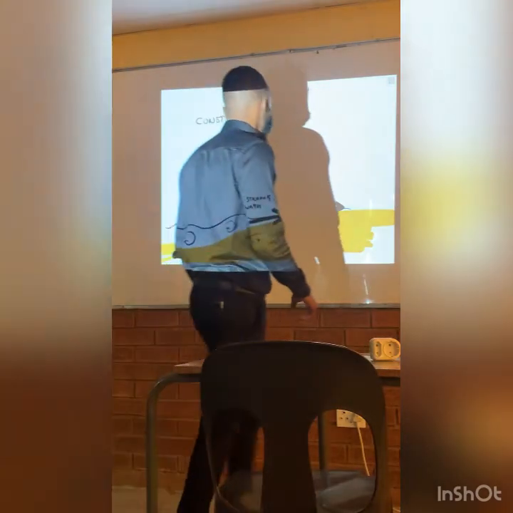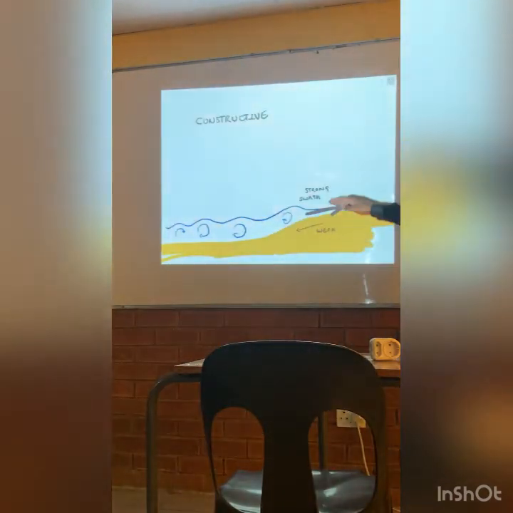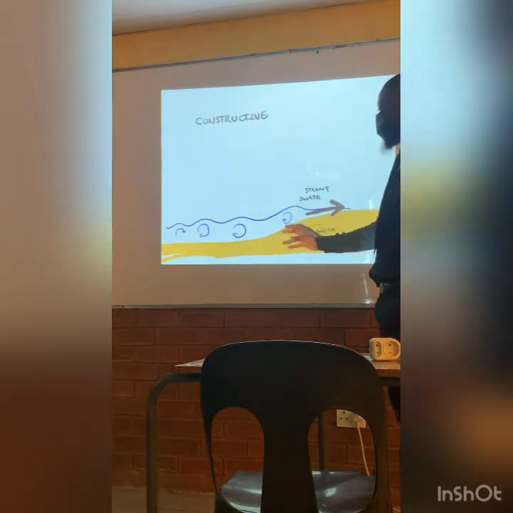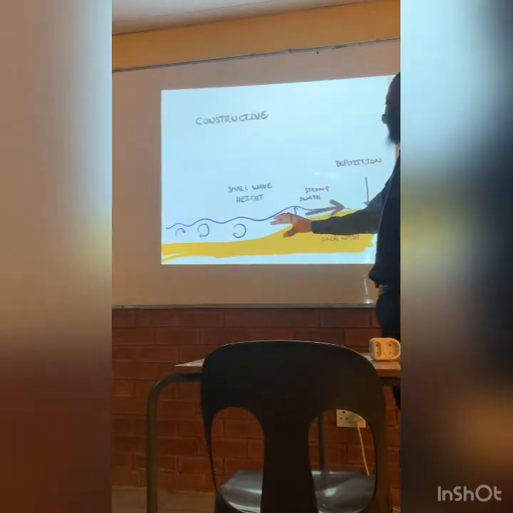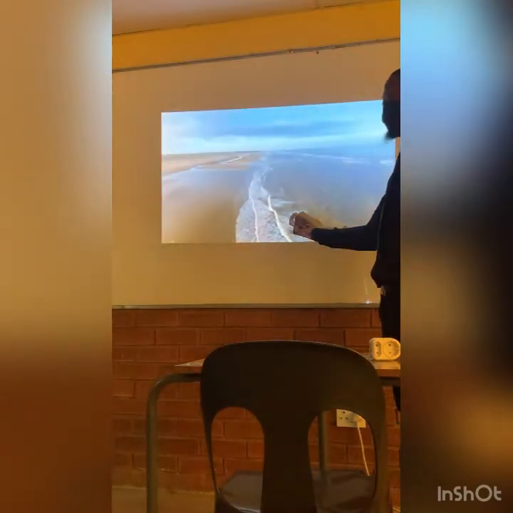Okay, so what we have now here is a representation of constructive waves. This is the turbulence at the bottom of the ocean. Constructive waves are closer together, and therefore they have a stronger swash and a weaker backwash. They deposit materials. More material is deposited from constructive waves, isn't it? Yes. The small wave height and closer wavelength.